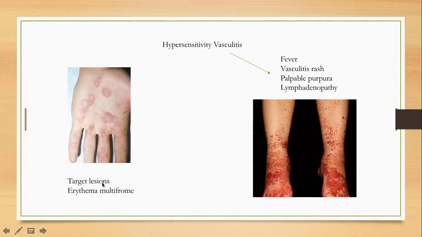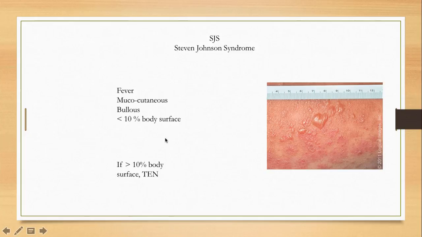Here is another drug reaction. This is a target lesion. So remember from your dermatology that this is erythema multiforme. This is also drug induced. So when you see lesions like this, people can have erythema multiforme. So remember these two distinct categories or different pathologies that you can see with drugs, and antibiotics would be the biggest reason. The next is SJS or Stevens-Johnson syndrome.